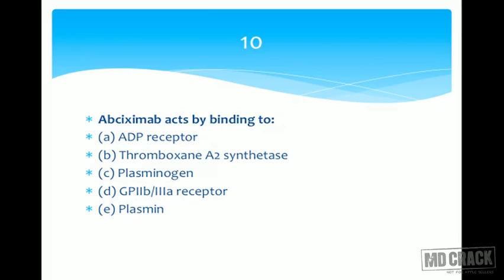Abciximab acts by binding to? Again, it's a similar question, and if you look at the options, probably you can come to know that something is happening about platelets, because there is ADP receptor, thromboxane A2 synthetase, plasminogen, glycoprotein 2B3A receptor, and plasmin. So abciximab, yes, it does act on the platelets.